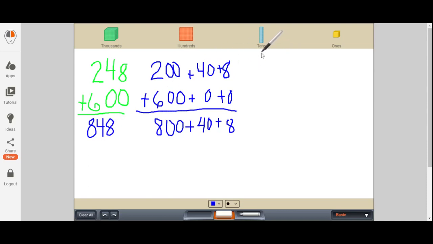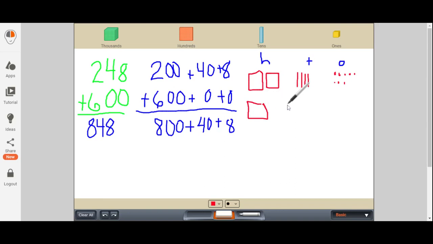So what if I'm doing a picture model? Well, let's go ahead and draw those place values up here. Hundreds, tens, ones, and I am going to switch colors just so we don't get everything confused. Okay, so we had 200s, so I'm going to draw my 100 flats. And then 40, so I'm going to draw 4 tens, 10, 20, 30, 40, and my 8 ones, 1, 2, 3, 4, 5, 6, 7, 8, and now I'm adding 600. So I need to draw 6 more hundreds flats.